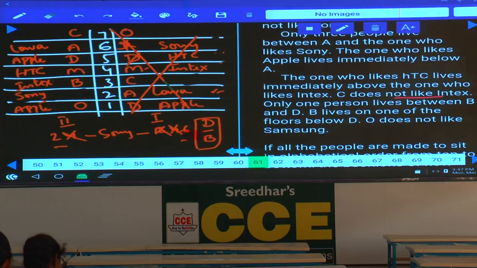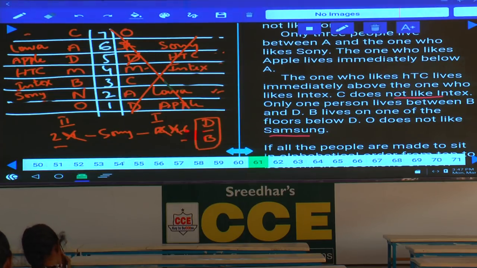And who is the person left over here? A, B, C, D, M and O. M and O, this will be N. And which is left over here? Micromax. And next one, O does not like Samsung. As O does not like Samsung, hence where should this Samsung be? O does not like Samsung because Apple is already here. That means C likes Samsung.